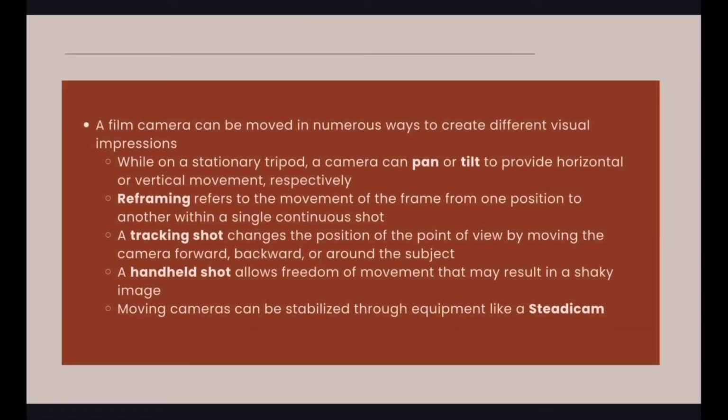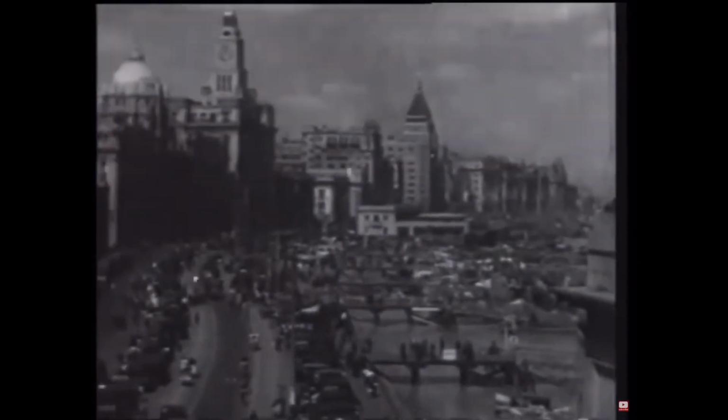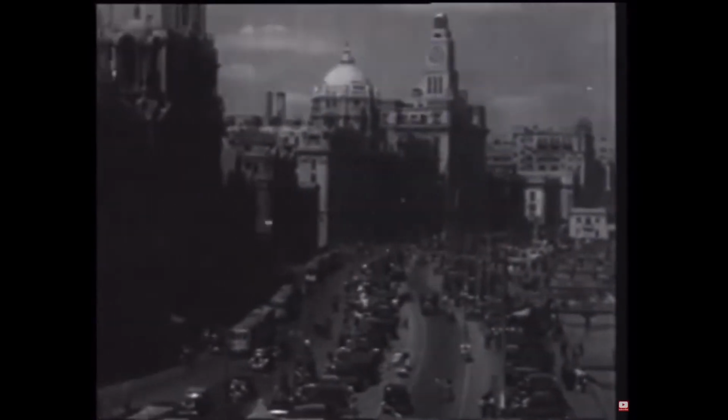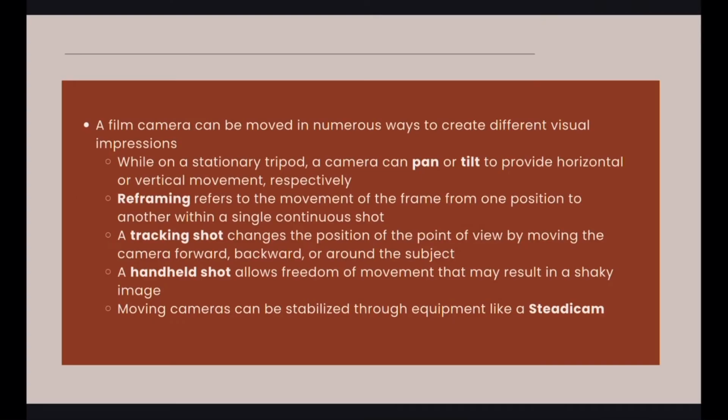Next, we'll talk about camera movement. A film camera can be moved in numerous ways to create different visual impressions. While on a stationary tripod, a camera can pan or tilt to provide horizontal or vertical movement, respectively.